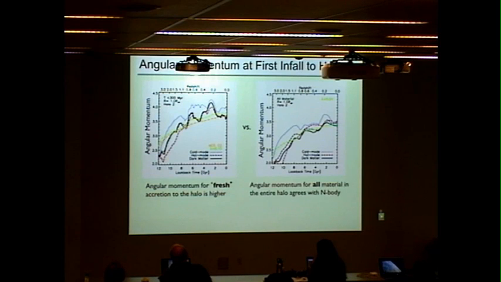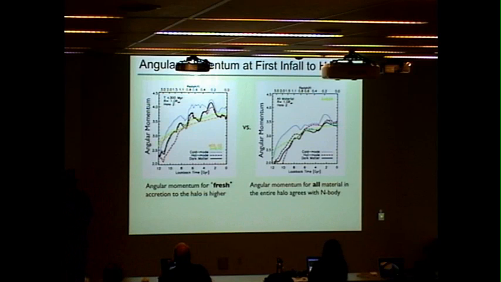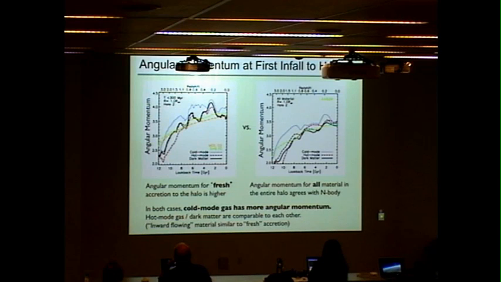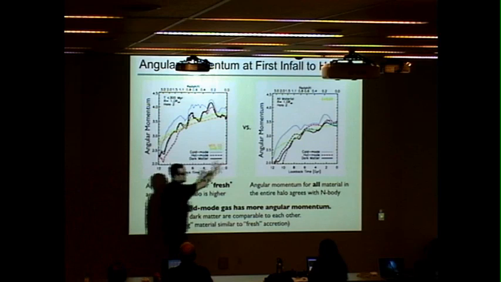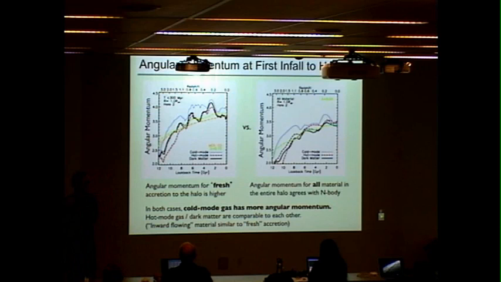So something's different about the cold mode gas in terms of its angular momentum content compared to the hot mode gas or the global average or the dark matter, even when you're looking at stuff that's coming in right now, just very recently. It has more angular momentum, whereas the hot mode and dark matter are comparable to each other. We did a similar analysis, looking at very fresh accretion versus a global average. You can also weight it by particles that are literally moving in and have a negative radial velocity. Very same qualitative results. Any way you slice it, the cold mode gas has more specific angular momentum than the other components.